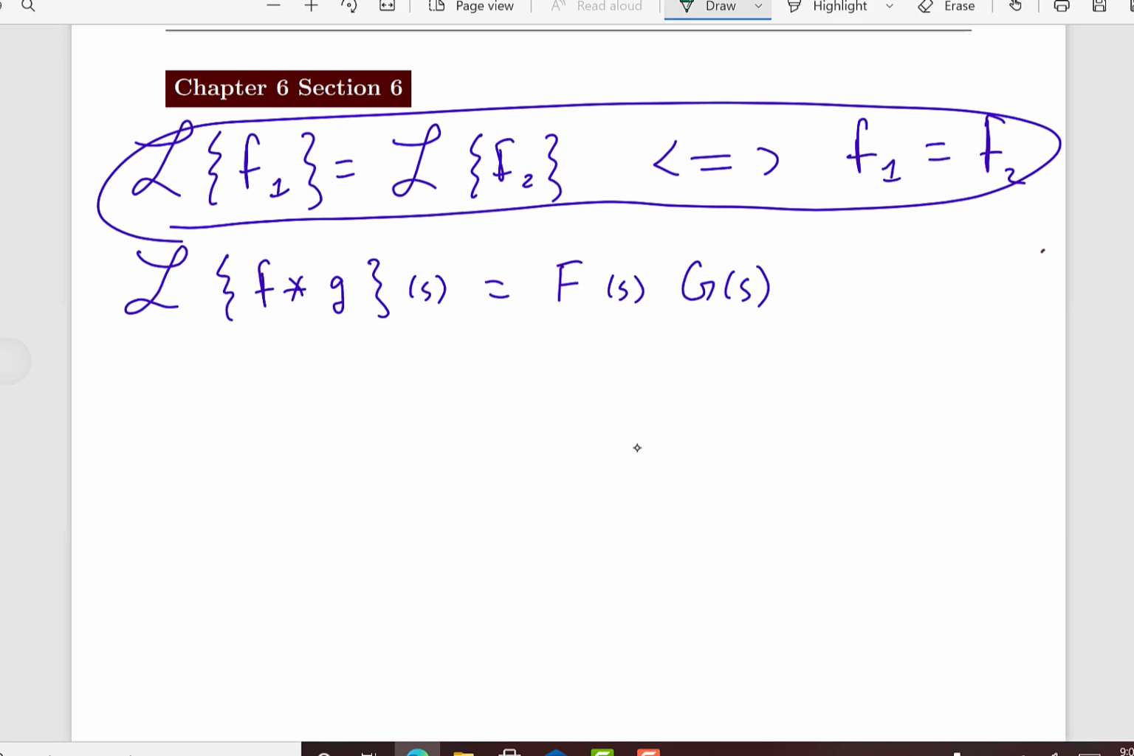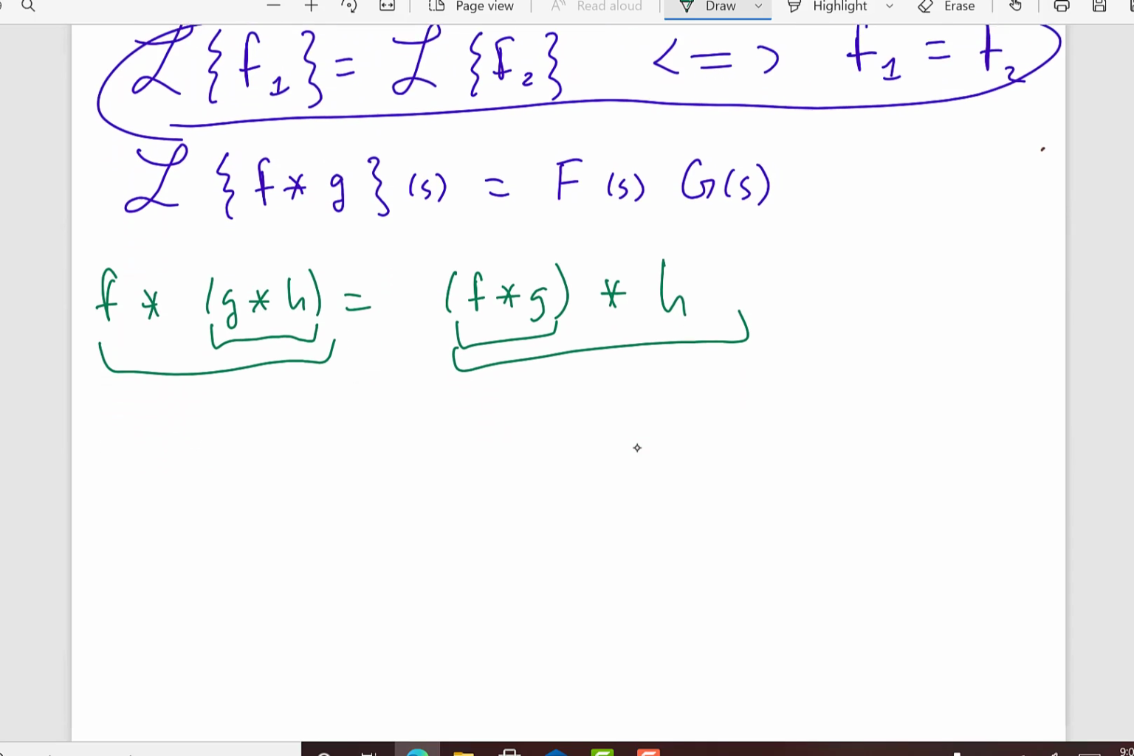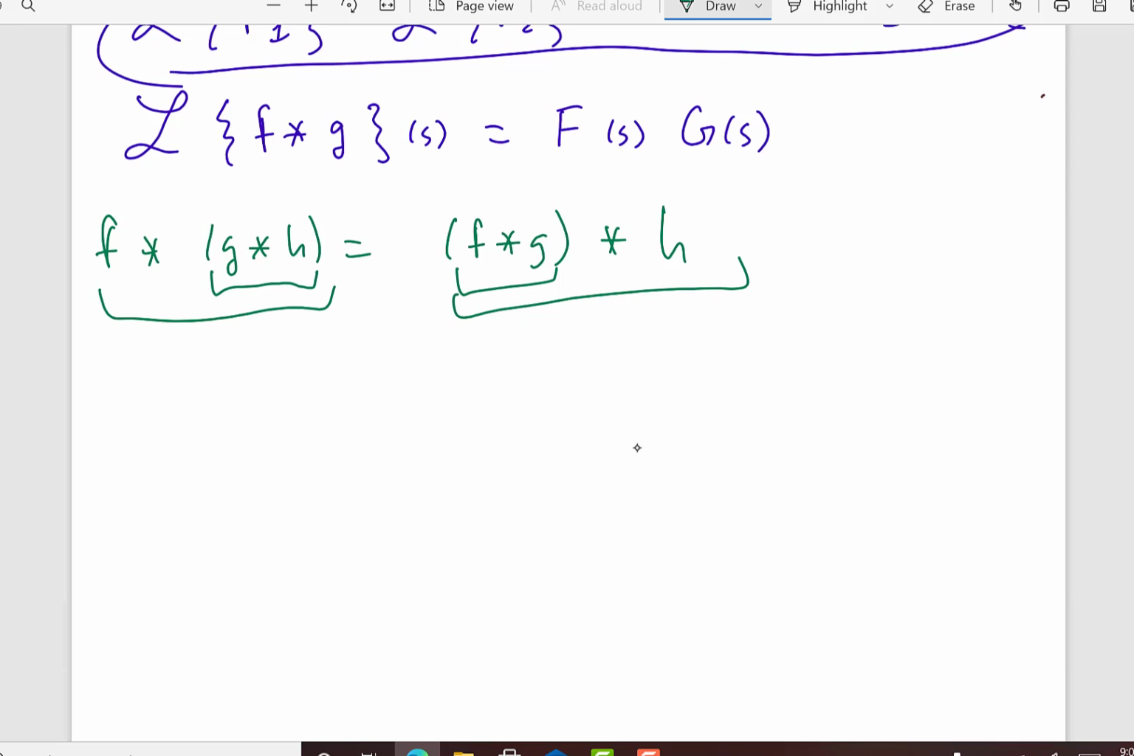Okay, now the next thing we're going to prove is this associative property that says f convolved with g, convolved with h, is equal to f convolved with g convolved with h, with the parentheses in a different place. So the way this works is on the left-hand side, you do this convolution, and then you do that convolution. On the right-hand side, you do this convolution, and then you do that convolution. Okay, and again, just like we proved the other facts, we're going to prove it using Laplace transforms.